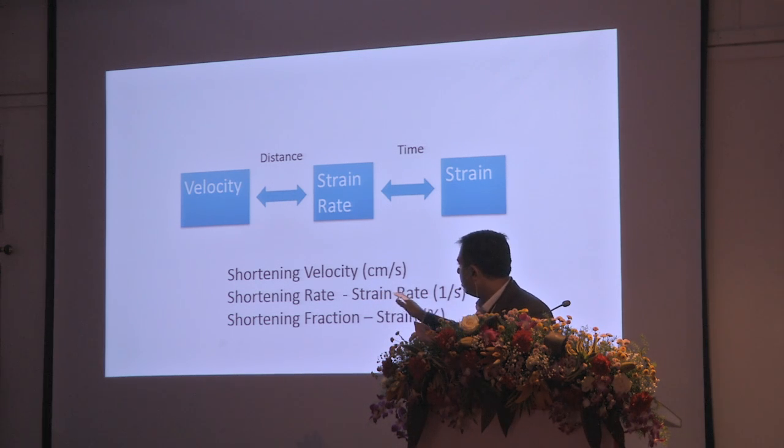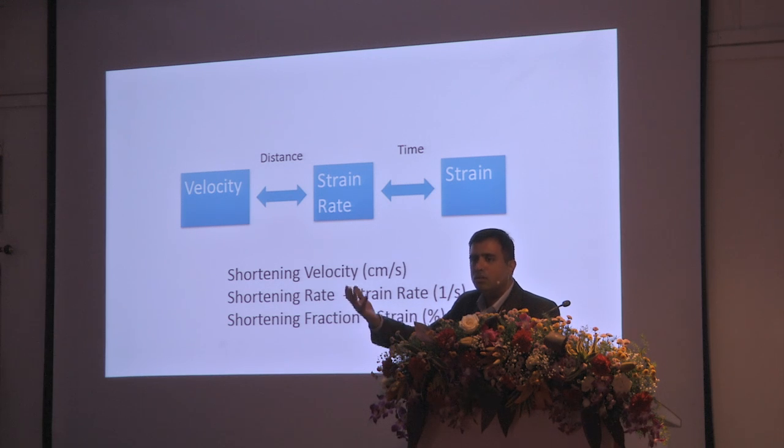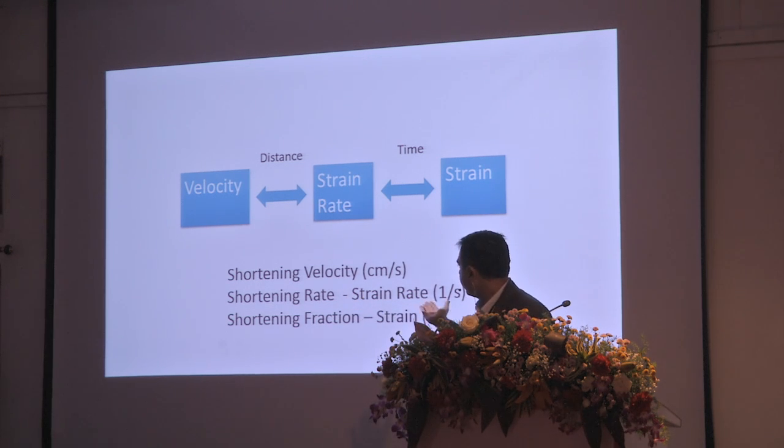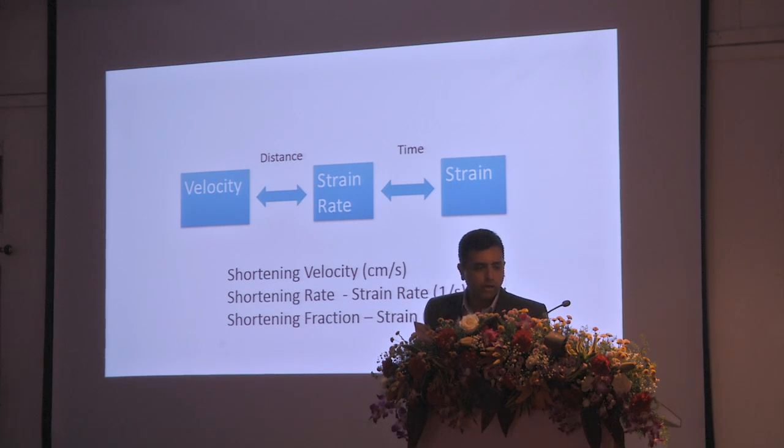So you have shortening velocity, which is the myocardial velocity; the shortening rate, the rate at which it is contracting, which is called the strain rate, measured per second; and the shortening fraction, or just strain, which is measured either as a simple fraction without unit or expressed as a percentage. So these are the 3 terms that we will use to describe strain and strain rate imaging, and most important, myocardial mechanics.